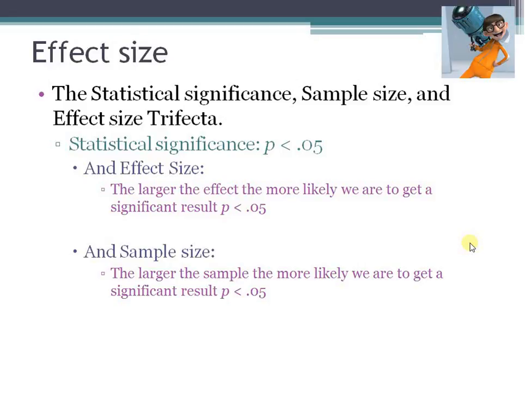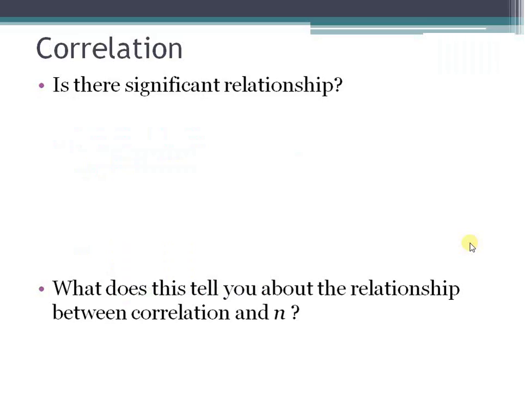Now, there is a relationship between the sample size and statistical significance. Generally speaking, the larger the effect size, right? So as your correlation gets larger and larger, the more likely it is that that's a statistically significant correlation. Also true, the larger your sample size. The more people you have in your study, the more likely that is to be a statistically significant correlation.